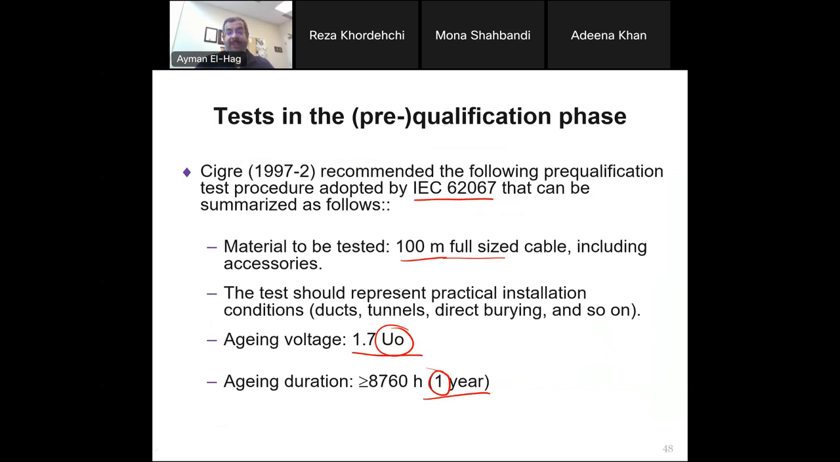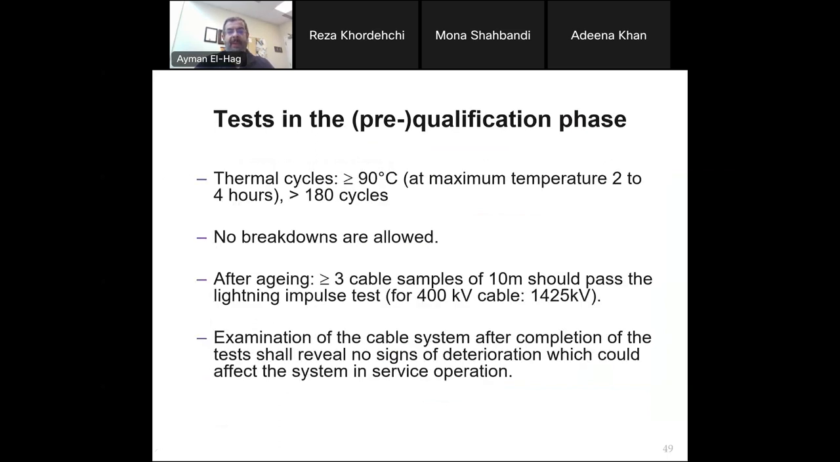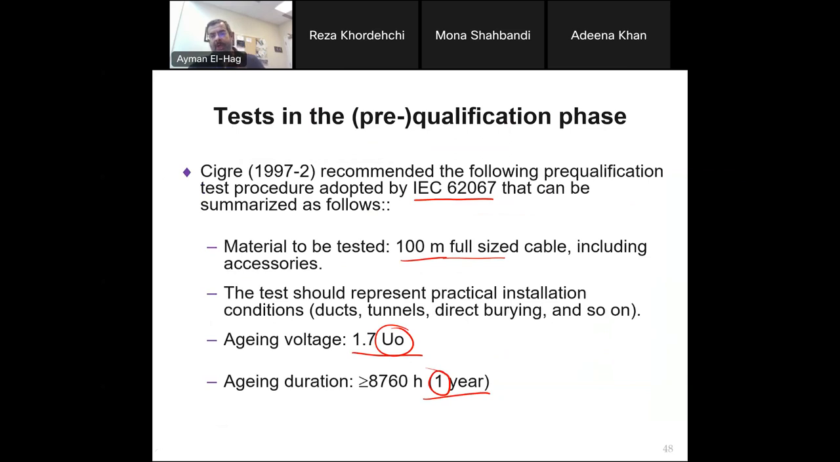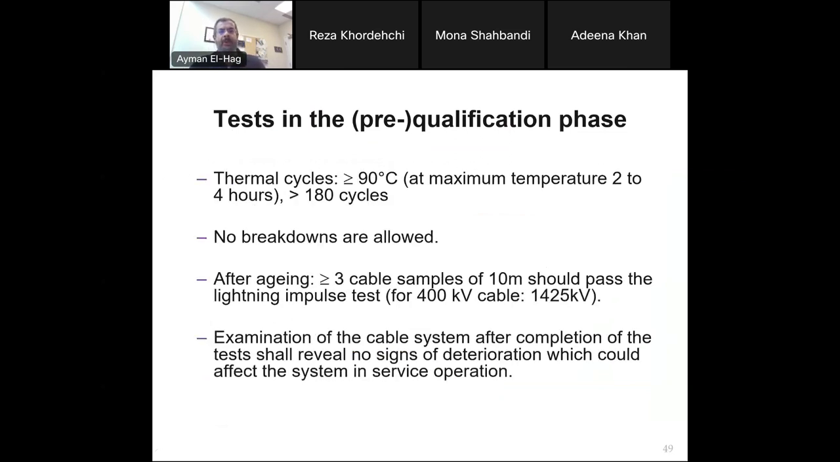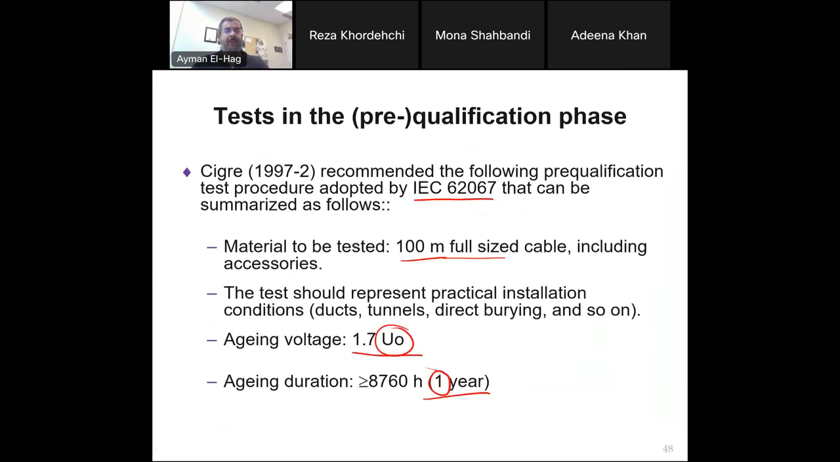It's just for 1 year that you do the test, but you are not only electrically stressing the cable, but also thermally stressing the cable. Because when you apply the voltage, you are stressing the insulation by the electrical stress. But the high voltage does not give you high temperature.